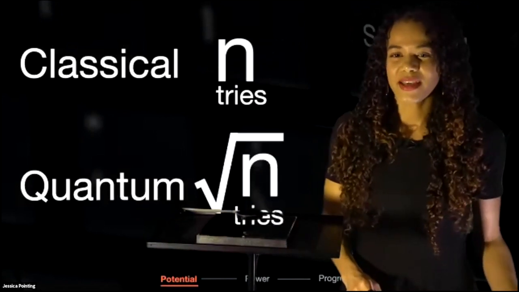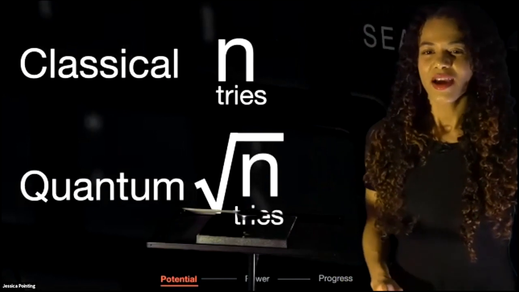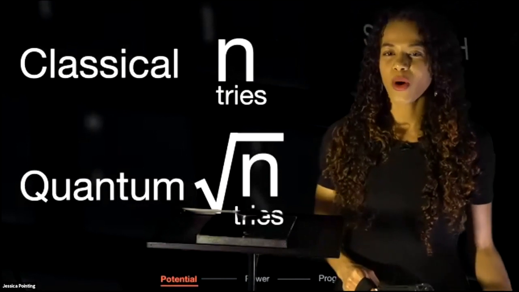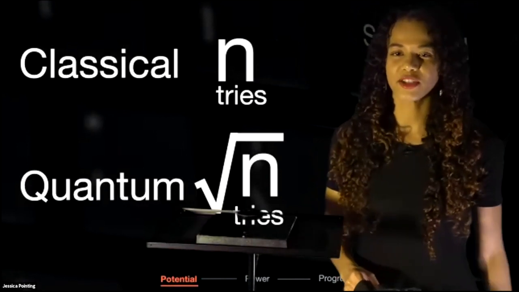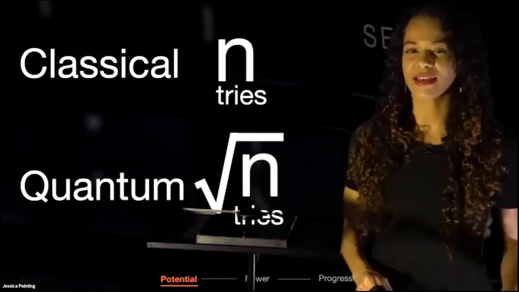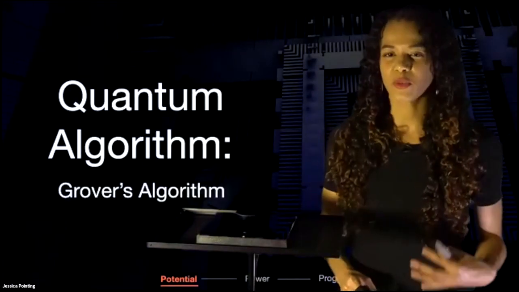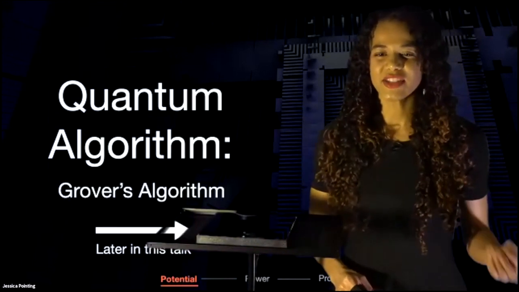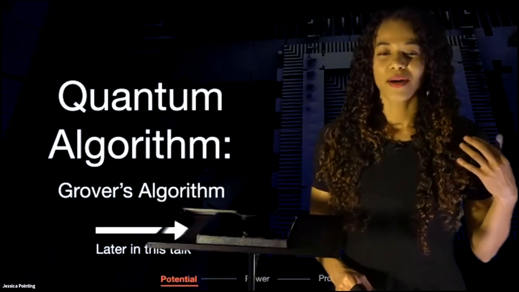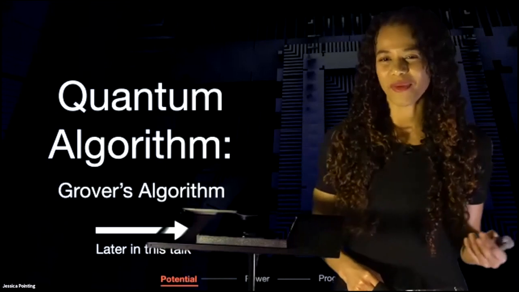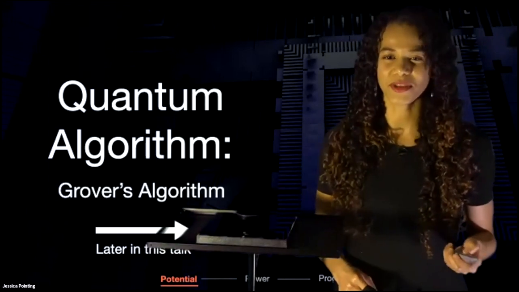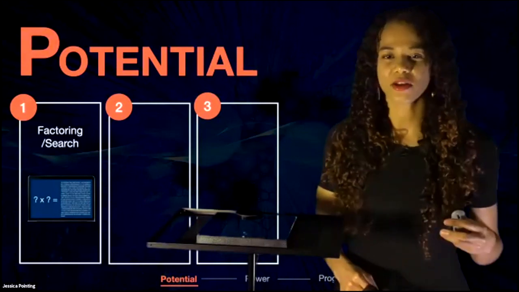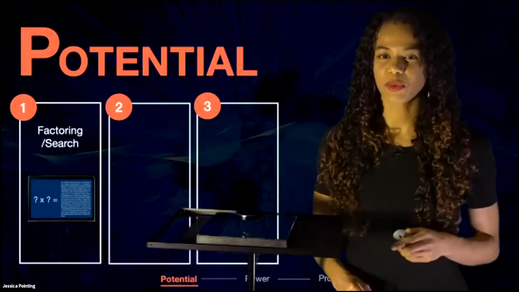So let's say if you had a database of n entries, classically, if you do computer science, you know, it would take up to n tries because you just have to go through it one by one. But on a quantum computer, you could do it in up to square root of n tries. So that's another specific example. And again, we know this is possible because of a quantum algorithm. And this quantum algorithm is called Grover's algorithm. And later in this talk, we'll actually see how you can implement Grover's algorithm on a real quantum computer. So that's one look at specific quantum algorithms that have been designed. But let's take a look at some broader places where quantum computing can be applied.